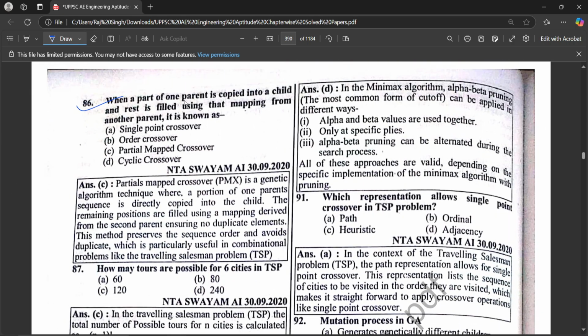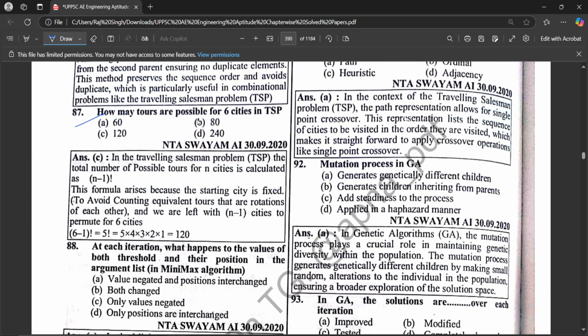When a part of one parent is copied into a child and the rest is filled using the mapping from another parent, it is known as partial mapped crossover. How many tours are possible for 6 cities in TSP? 120.